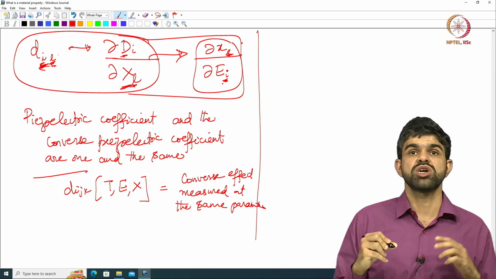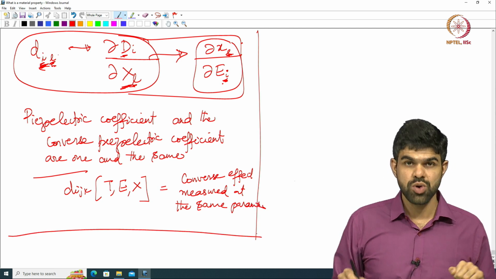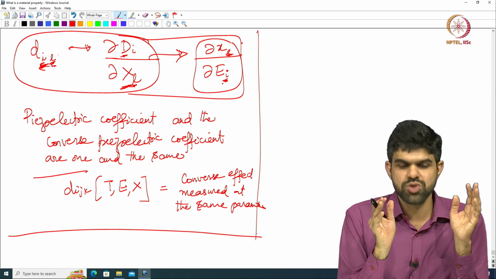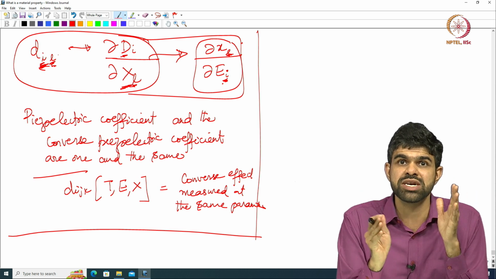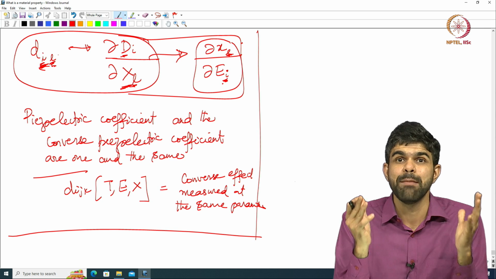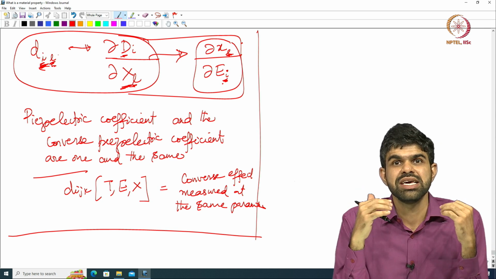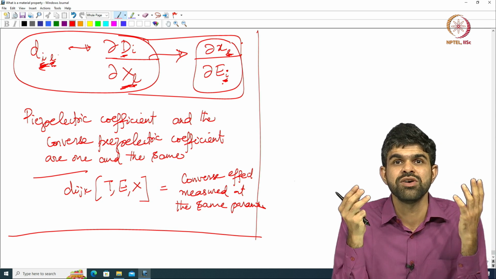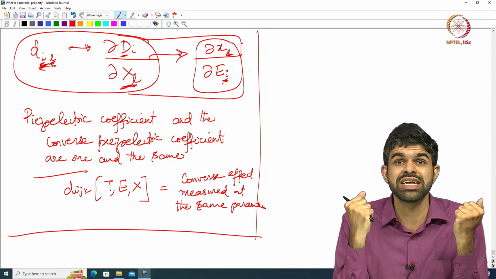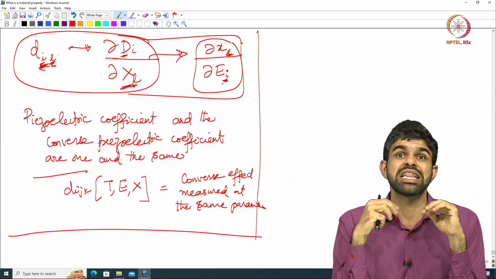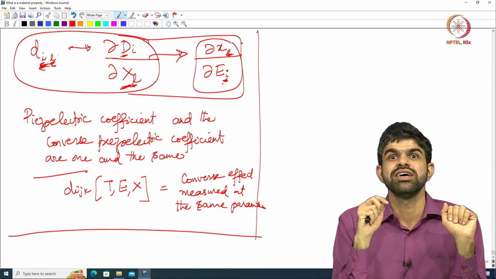So, that is what thermodynamics is telling us. Just by virtue of, again, that converse piezoelectric effect and direct piezoelectric effect are one and the same magnitude-wise, is a direct consequence of your thermodynamic potential being an analytic function. So, this is a mathematical fact, right.